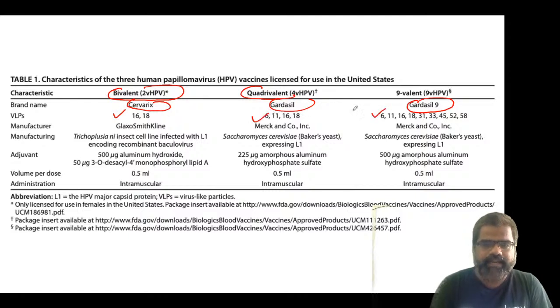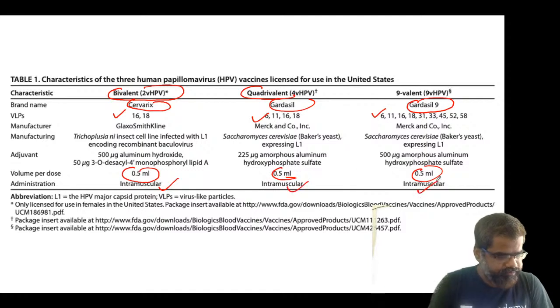Here we have 9. The dose is 0.5 ml, and it is intramuscular, right?